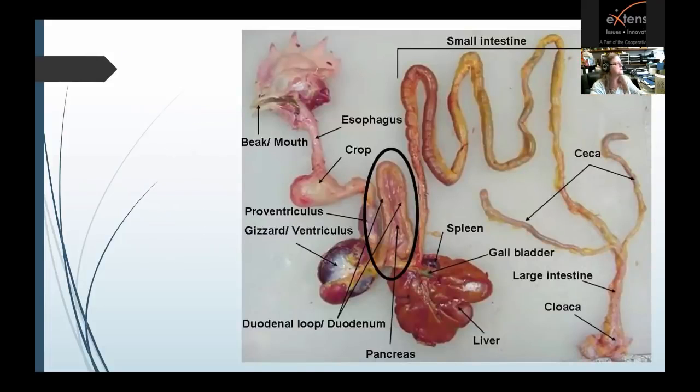Okay, then it goes on to the duodenum. And this is where most of the digestion takes place. It receives bile from the liver, which changes the pH. It receives pancreatic enzymes, which are important in digestion. And it receives enzymes from the lining of the wall of the intestine. And so this is where the chemical breakdown of the food happens.